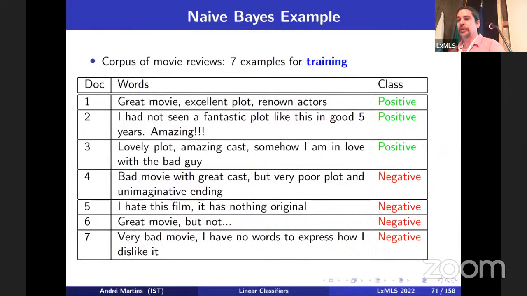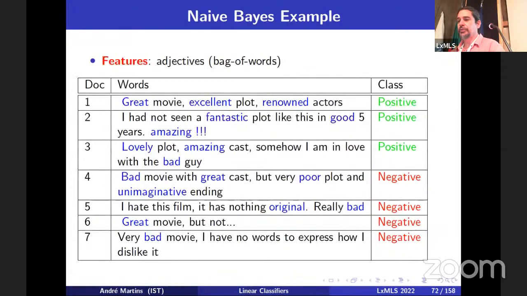So let's assume that we have a corpus of movie reviews with very short reviews. Only 7 examples, where 3 of the examples have a positive sentiment and 4 of the examples have a negative sentiment. And let's assume that we are going to use just the adjectives as features, okay? So we have some part of speech tagger that identifies which of these words are adjectives, and those words are going to be the features for our model. So the first example is going to be represented by the words great, excellent, renowned, and the class is positive, and so on and so forth for the other examples.